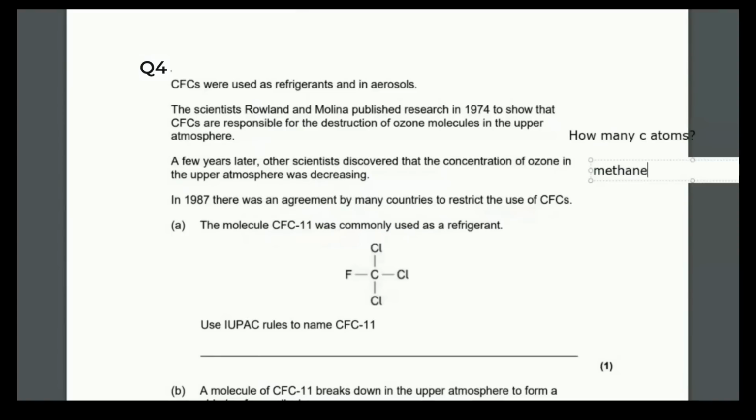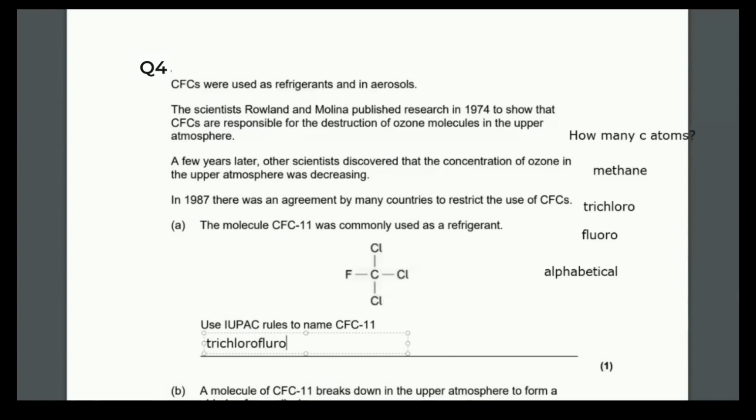So we need to ask ourselves, how many carbon atoms are in this molecule? There's only 1, so it's going to be a methane molecule, single bonds. There's 3 chlorines, so we use the trichloro, and there's 1 fluorine atom. So fluoro, put them in alphabetical order. Chloro, C before F. So trichloro, i.e. 3 chlorines. Fluoro, just 1 fluorine. Methane. So the answer to this is trichlorofluoromethane, and that is the name of this molecule.